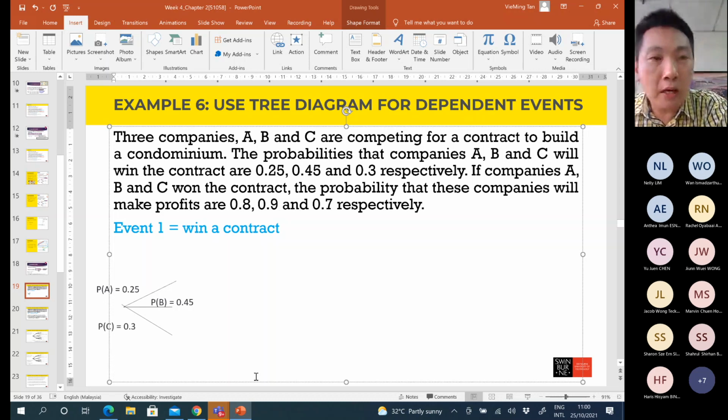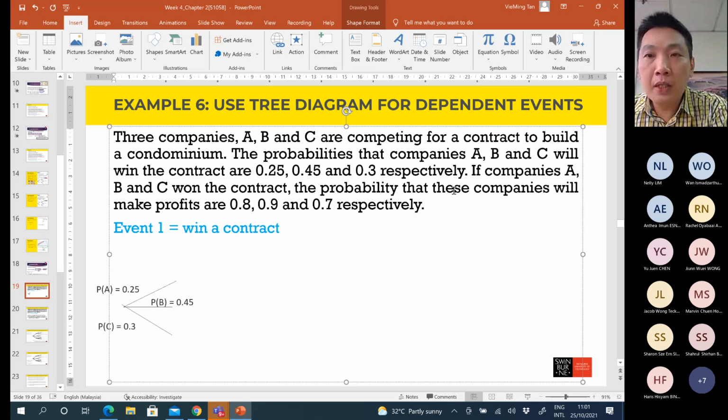If you check, if you sum up the three branches' probability values, you may find that is equal to 1 exactly. If the branches are from the same point, the total probability value must always equal 1 exactly. This is the way you check your answer. 0.25 plus 0.45 plus 0.3, you may find that is equal to 1, because these three branches are from the same point. That means company A has 25% to win the contract, company B has 45%, and company C has 30%. That's the meaning.